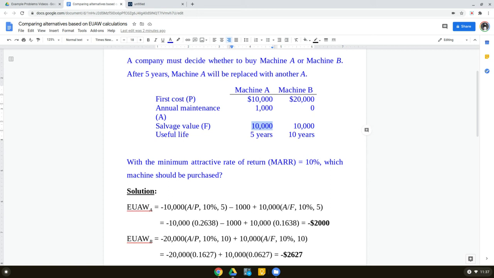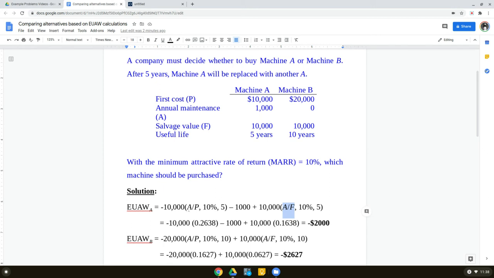So for that, we can multiply that F value by the A given F factor, at 10% and for 5 years. Now, as we know, machine A will be replaced by another machine A in 5 years. So that EUAW will be the same for the next cycle also, right?